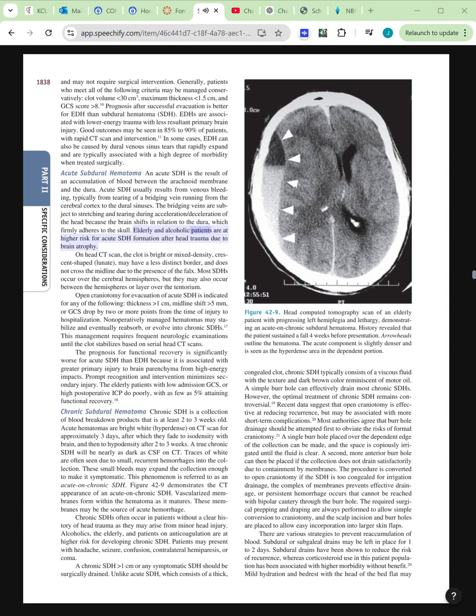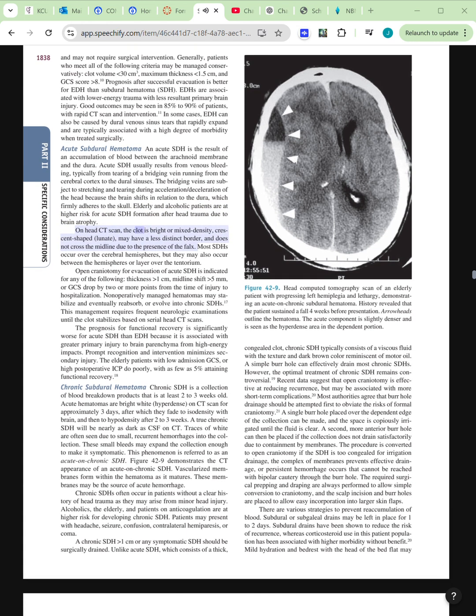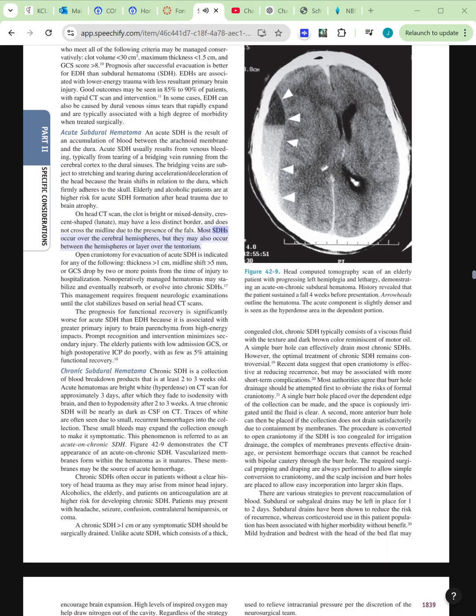Elderly and alcoholic patients are at higher risk for acute SDH formation after head trauma due to brain atrophy. On head CT scan, the clot is bright or mixed density, crescent-shaped, lunate, may have a less distinct border, and does not cross the midline due to the presence of the falx. Most SDHs occur over the cerebral hemispheres, but they may also occur between the hemispheres or layer over the tentorium.